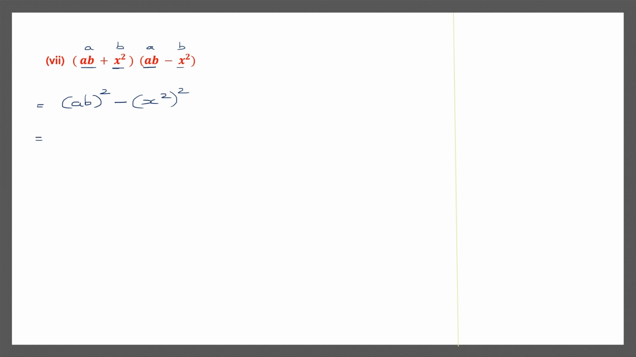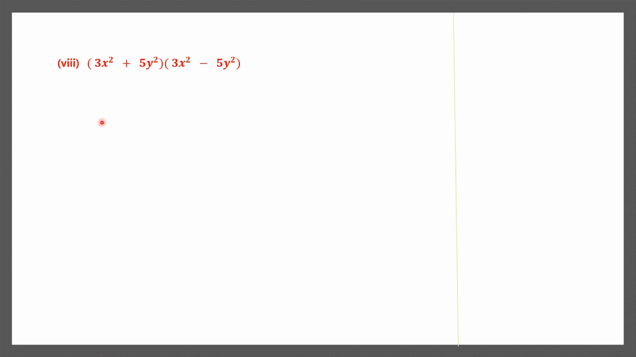So now when I say ab square, I have to say a square and b square. Each one inside will be squared. So that will be a square b square minus, now here we have x raised to a power and this whole thing is raised to another power. When you have a power raised to another power, then you have to multiply the powers. So this will be x to the power of 2 into 2, that is 4. So this is x to the power of 4. So we have our answer here, a square b square minus x to the power of 4.